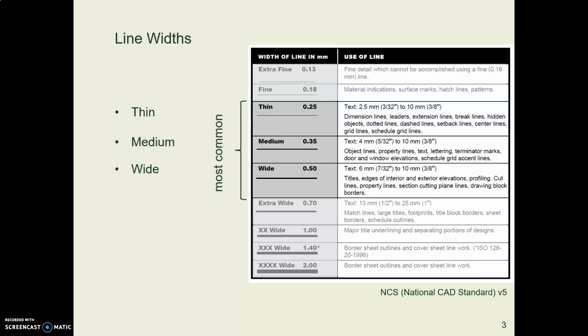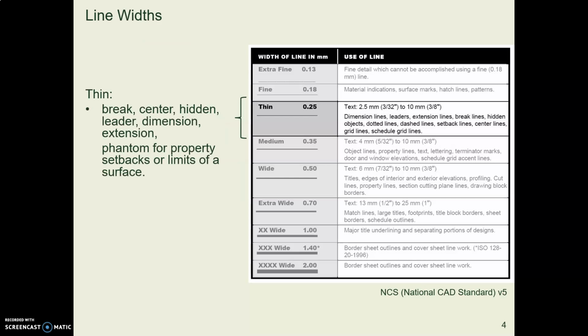The most common line weights are these. If you are thinking thin, you are probably thinking 0.25 of a millimeter. If you are thinking thick, you are probably thinking 0.5 of a millimeter, and then in between is the medium, 0.35. We use all three of these in our CAD drawing for this class. Thin lines you'll find in dimension lines and hidden lines and leaders, that sort of thing.